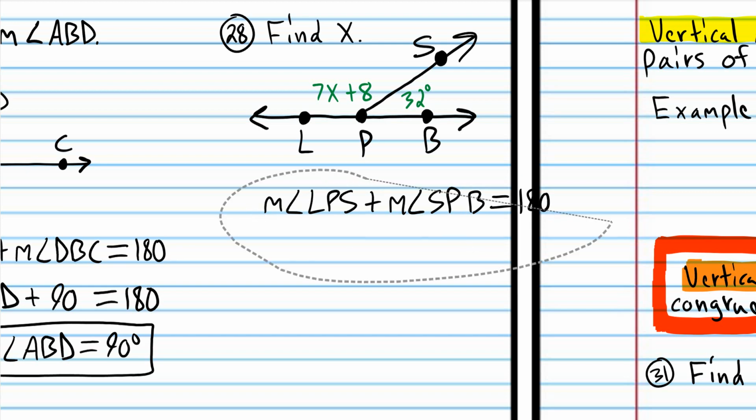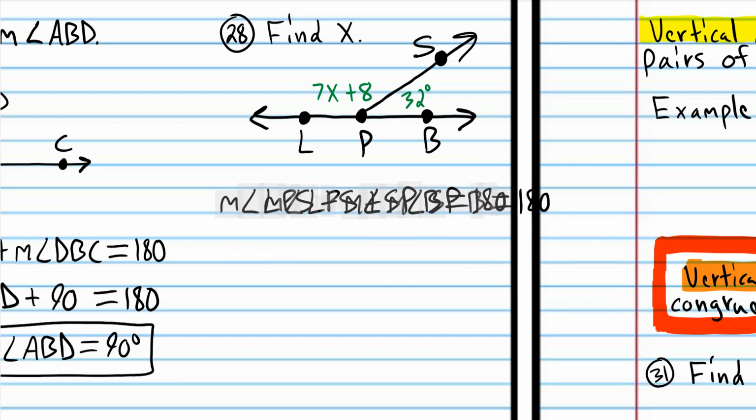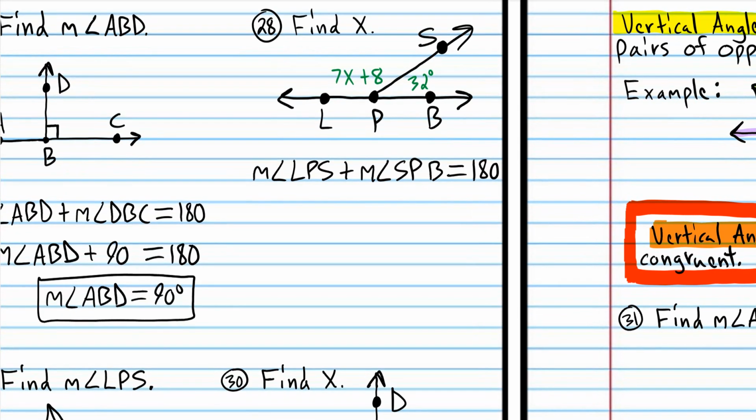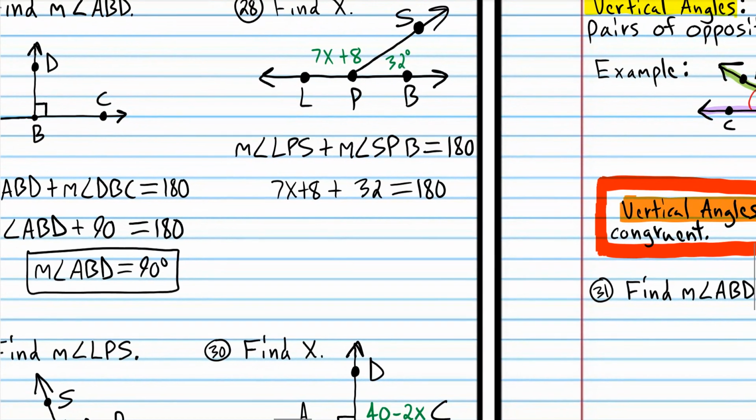So I'm going to move that over. So again, this is what it means for angles to be supplementary. And we know that the measure of angle LPS is 7x plus 8 because they tell us that in the picture. And the measure of angle SPB is 32 degrees. They tell us that in the picture.